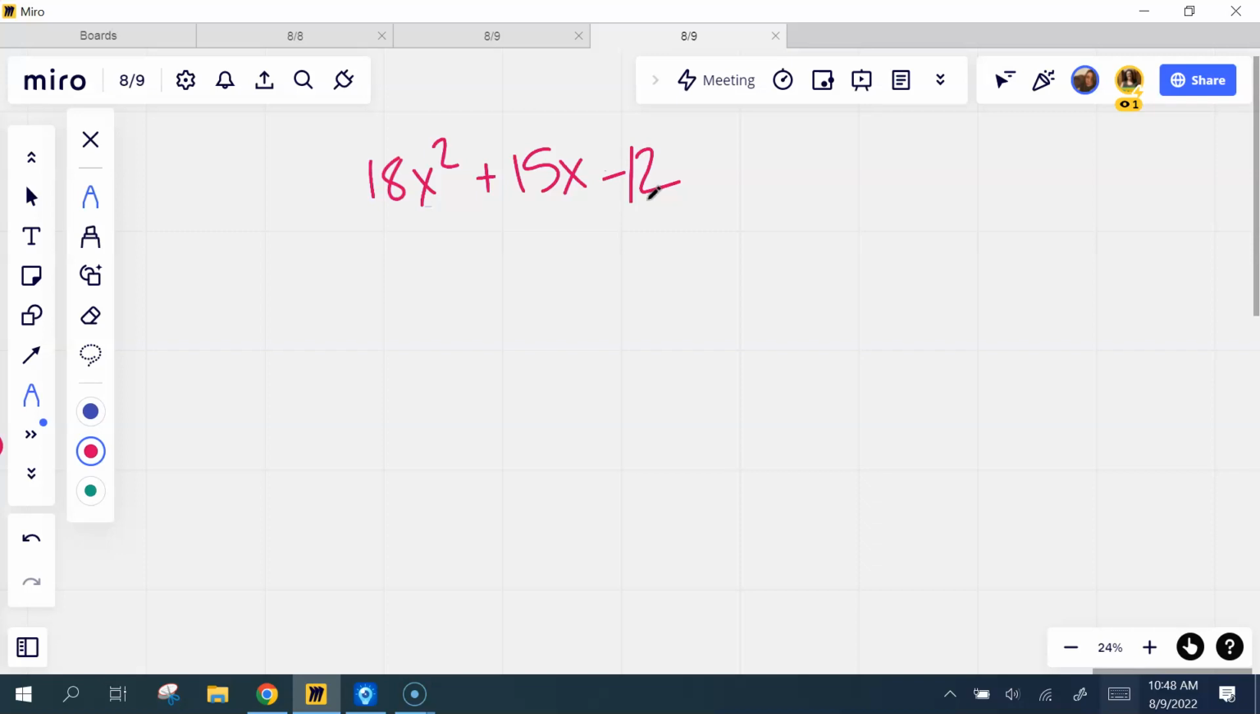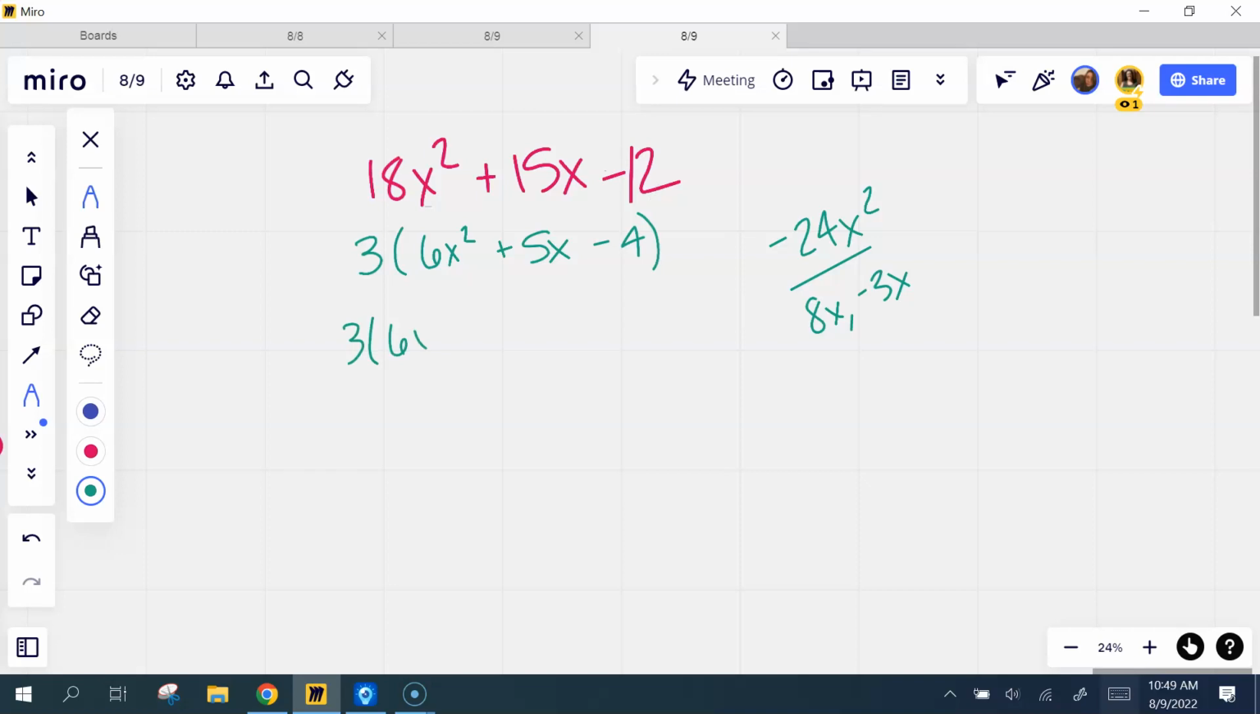What's GCF? 3. Leaves me with 6x squared plus 5x minus 4. First and last together gives me negative 24x squared. What are the two factors that multiplied in? Look at you go. 8x, negative 3x. Rewrite it. Does it matter which one comes first?